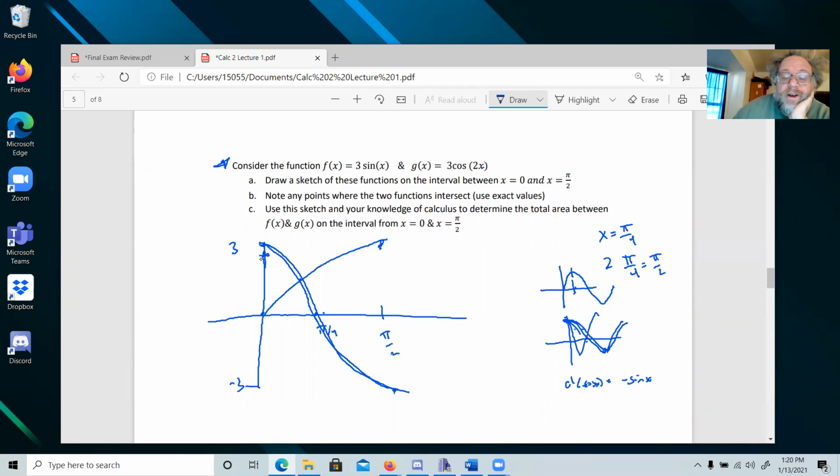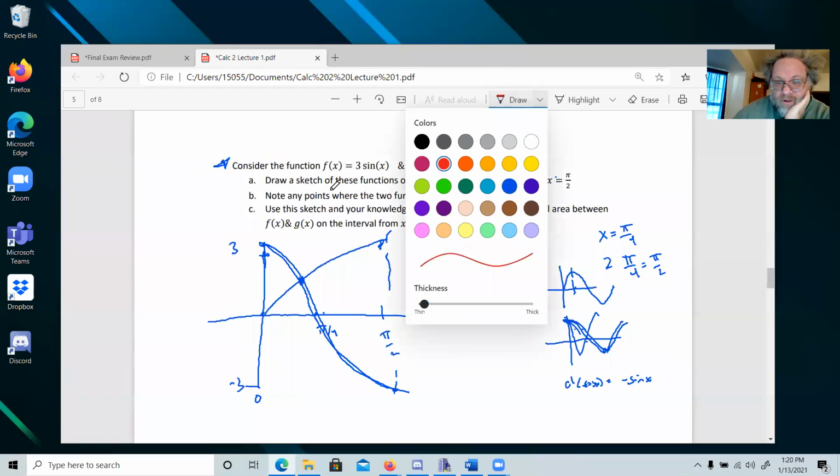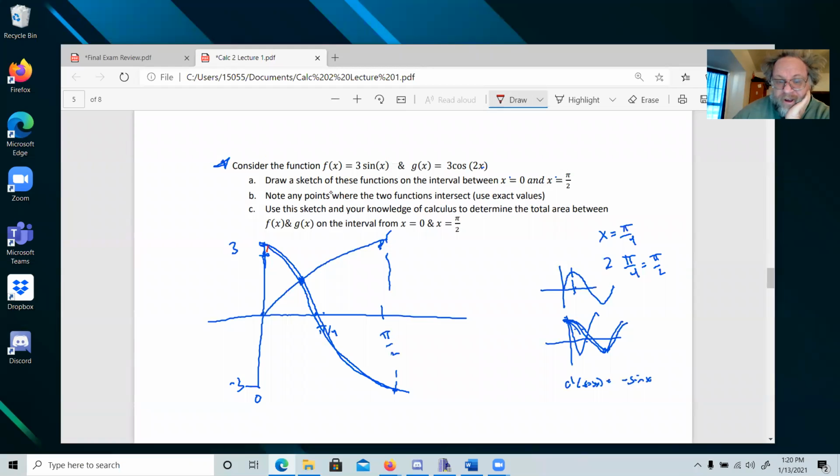So this is a tough problem now. It doesn't say bounded by. It says between x equals 0 and x equals pi over 2. So we have to go between these two functions, right? These two values. I want all of this area here. I want all of the area here. And then I want all of the area in this spot.